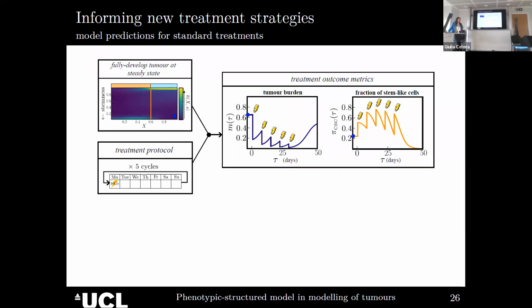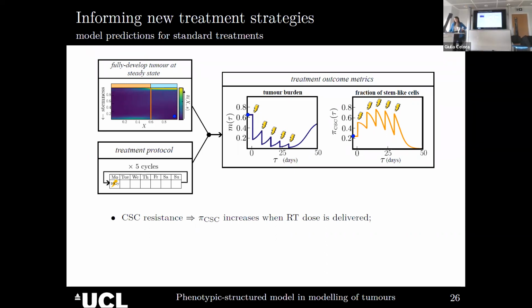So we can plot our predictors over time. On the left, you can see the tumor burden. As you see, every time we apply radiotherapy, there is a large decrease in tumor burden. On the right-hand side, you can see the evolution of the fraction of stem-like cells in the tumor. And as you can expect, since cancer stem cells are radioresistant, we have an increase in the fraction of cancer stem cells whenever we apply radiotherapy.